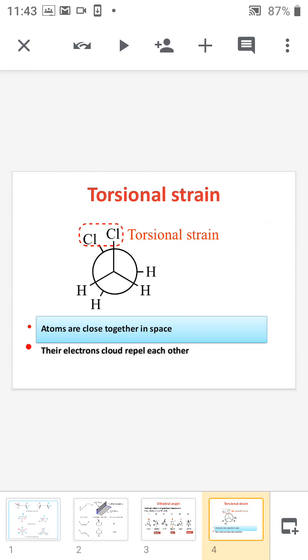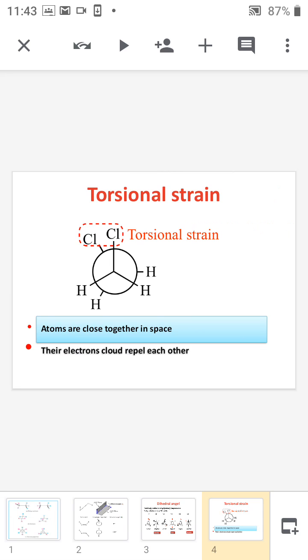Now the next title is the torsion strain. We have three different types of strain in the conformation while we are drawing the conformation. First is the torsion strain, second one is the angular strain, the third one is the steric strain.